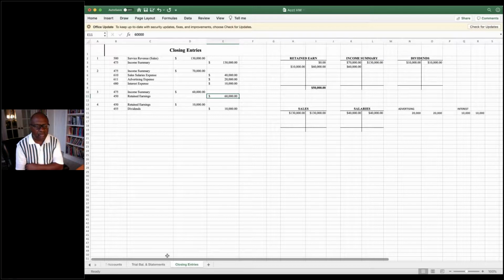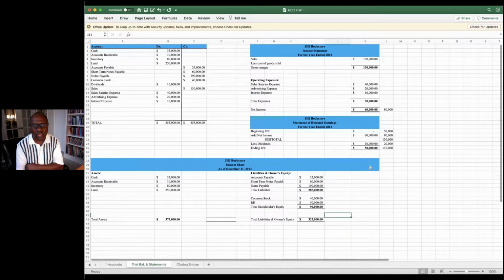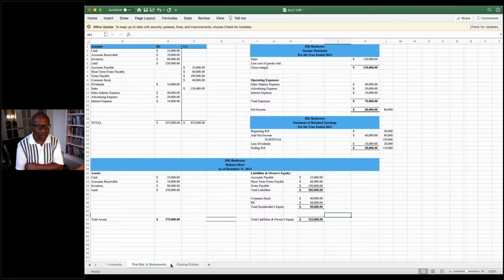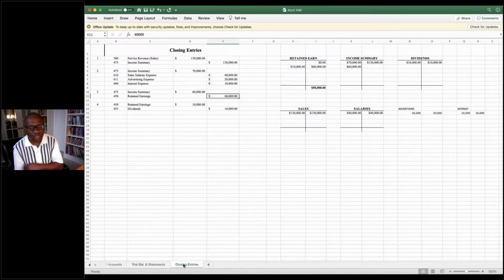So this T account, as we go back to it, is going to look just like the statement of retained earnings in terms of what's in that account. Any questions?